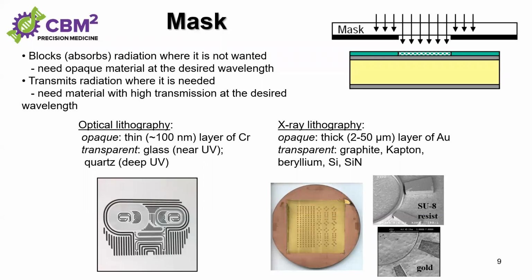Here are shown two different masks. A mask for optical lithography is structured like this, but for X-ray lithography, you basically have the stencil mask.